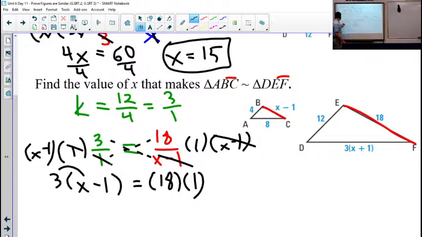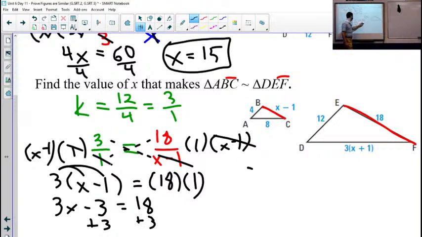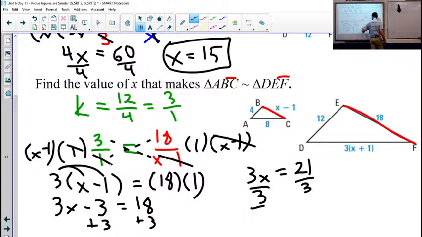Let's distribute. 3 times x. 3 times 1 is 3. Equals 18 times 1 is 18. And now we can solve. Let's add 3 to both sides. And 18 and 3 is 21. So now we can divide, and we can get x to be 7.